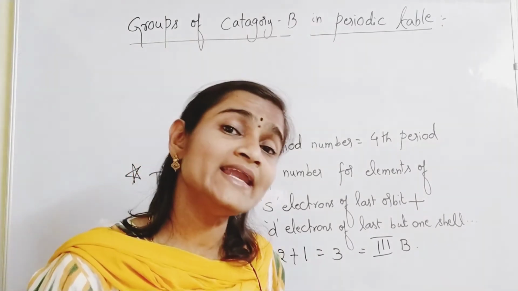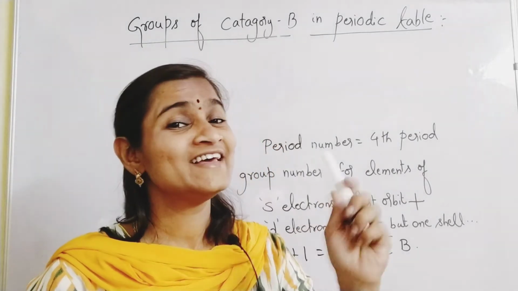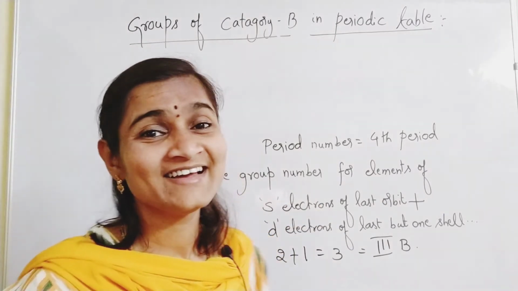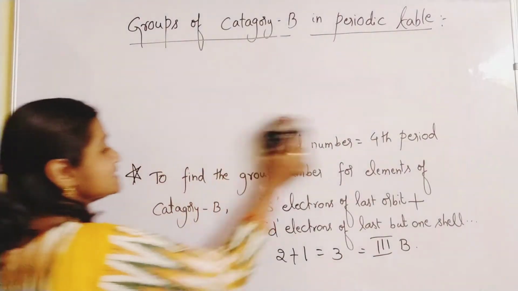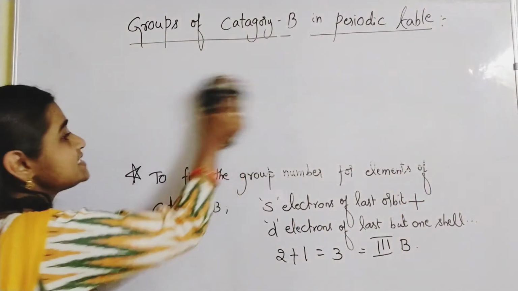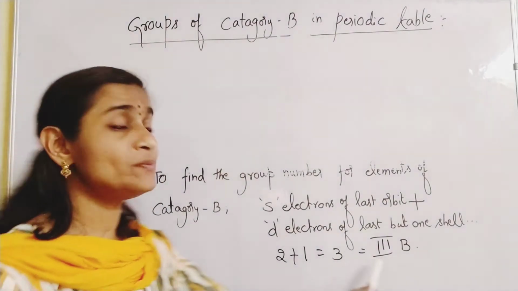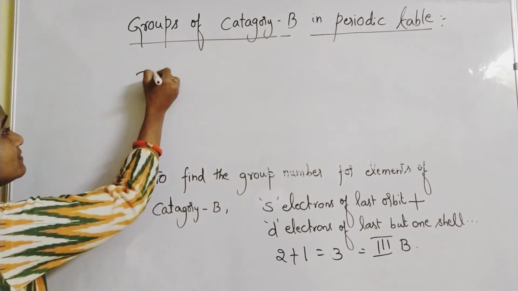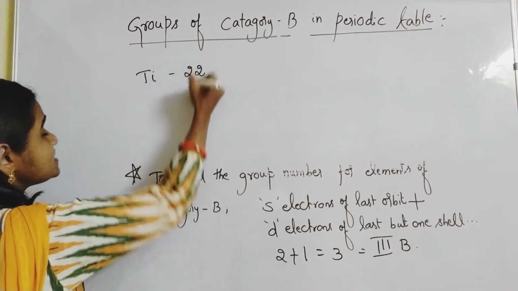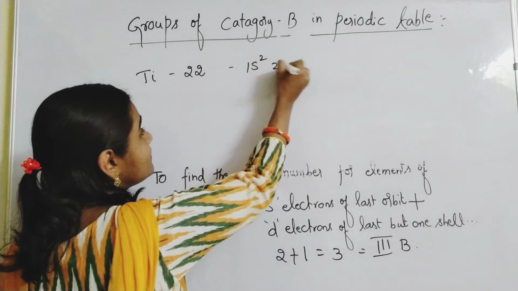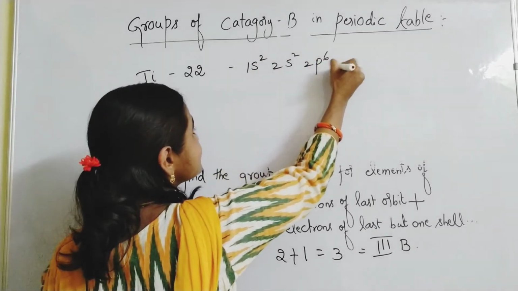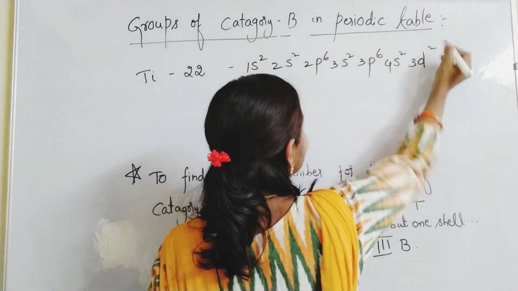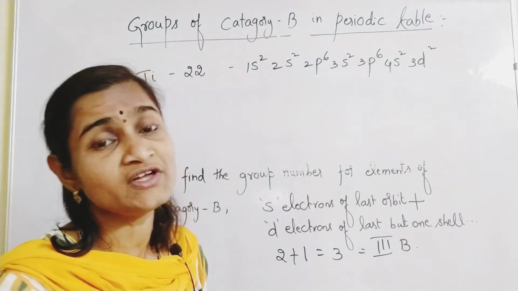Okay, if all the 10 electrons are filled, then again you have to count only S electrons. See how many rules are there? We will learn with examples. Please understand it carefully. So scandium group number we got it 3B. After scandium you will get titanium. Titanium atomic number is 22. You have written 1s2, 2s2, 2p6, 3s2, 3p6, 4s2, 3d2. This is the configuration for titanium.